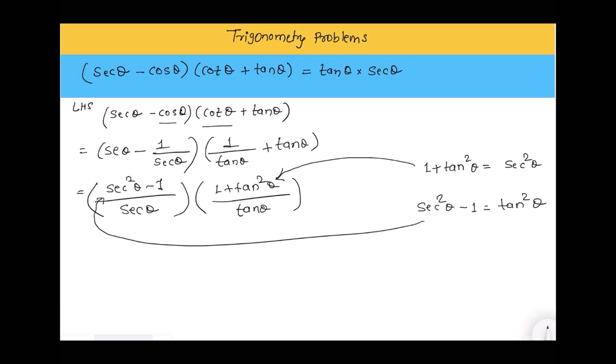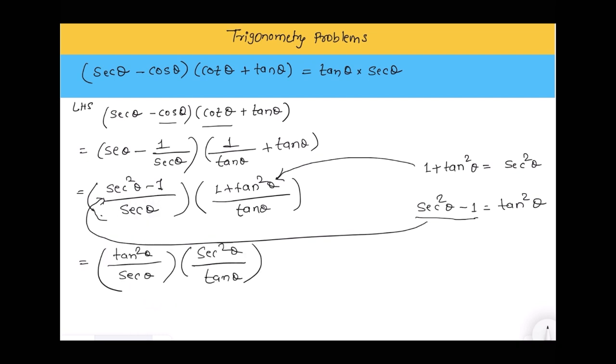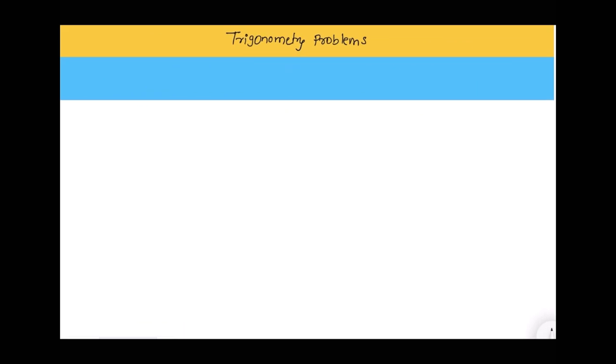We are going to use both. How? Just notice both the numerators. 1 plus tan square theta, we can replace it with sec square theta, and sec square theta minus 1, we can replace it with tan square theta. Let's replace these values in the numerators. We get tan square theta upon sec theta multiplied by sec square theta upon tan theta. Simplifying this, what do we get? We get tan theta into sec theta. Hence proved: sec theta minus cos theta into bracket cot theta plus tan theta is equal to tan theta into sec theta. Moving on to next.